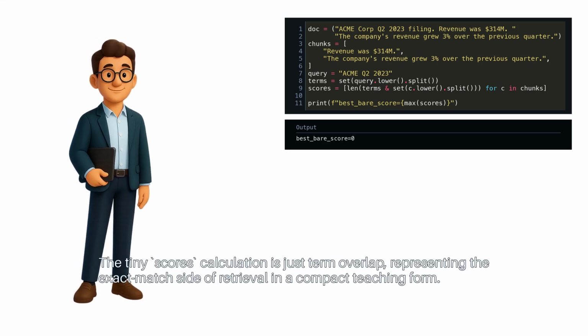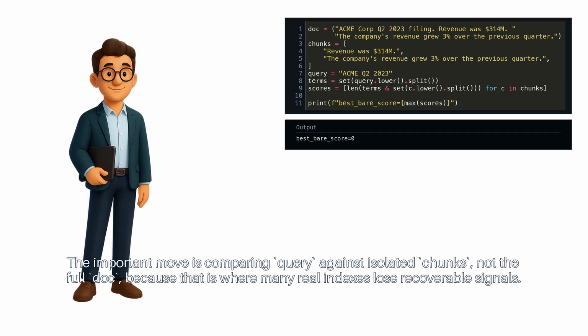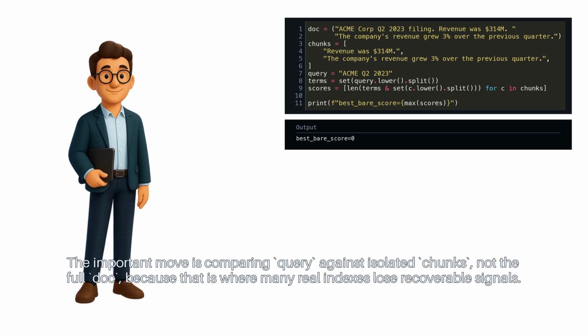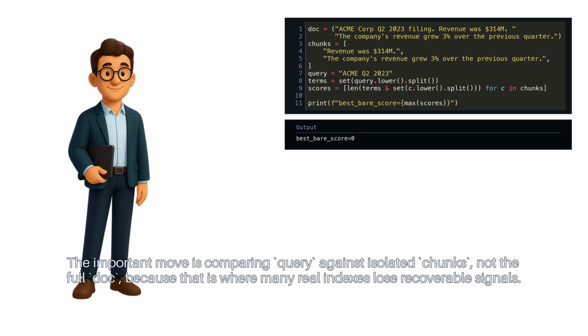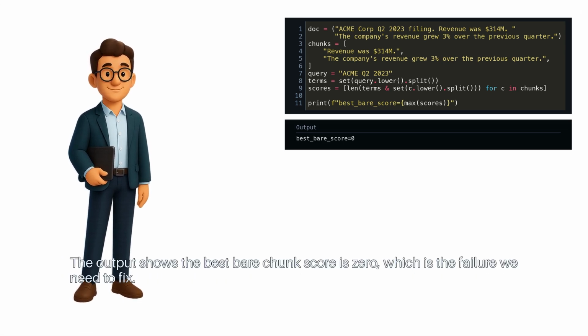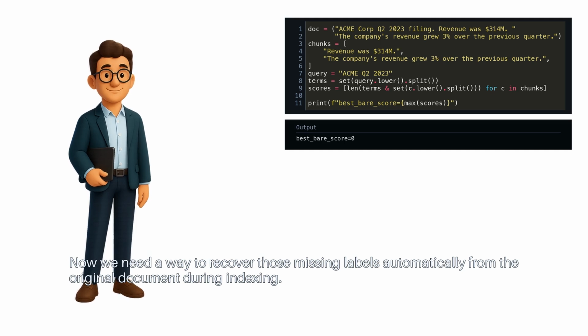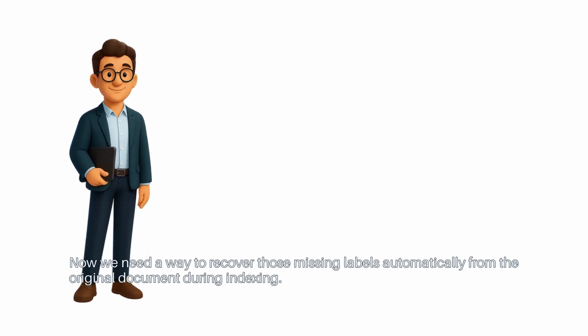The tiny scores calculation is just term overlap, representing the exact match side of retrieval in a compact teaching form. The important move is comparing query against isolated chunks, not the full doc, because that is where many real indexes lose recoverable signals. The output shows the best bare chunk score is 0, which is the failure we need to fix. Now we need a way to recover those missing labels automatically from the original document during indexing.